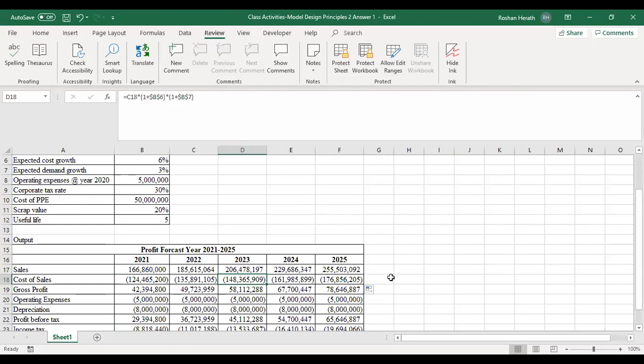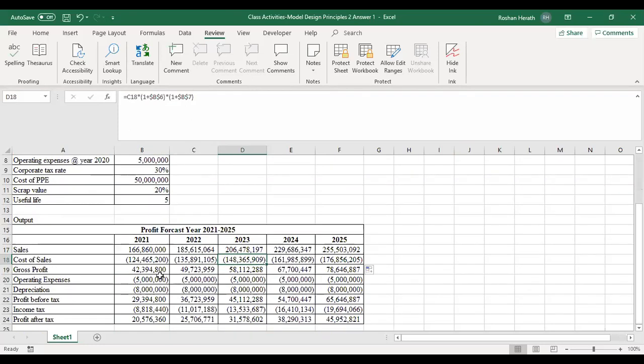Sales 2 and the cost of sales 2. Then the gross profit, one single formula, a simple difference calculation. We can simply drag it. Operating expenses does not change. It's a fixed value, right? Yeah, it's a fixed value. You have to simply drag them over.